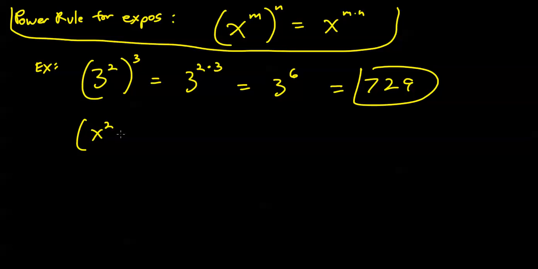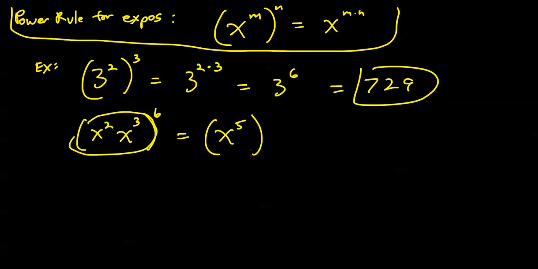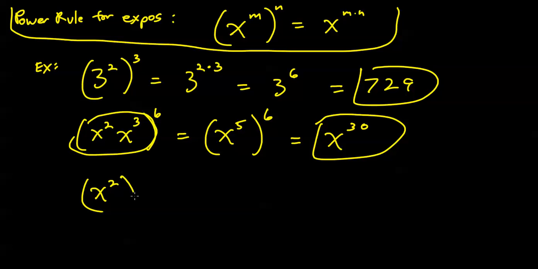If I've got x squared times x cubed raised to the 6th power, well, I suppose I would simplify first within the parentheses. X squared times x cubed is x to the 5th power by our product rule for exponents. So I really got x to the 5th power raised to the 6th power, and now I'll invoke my power rule for exponents and multiply those exponents, and I get x to the 30th power as a final answer for that example.